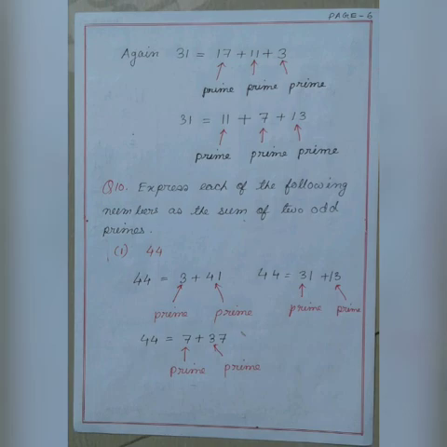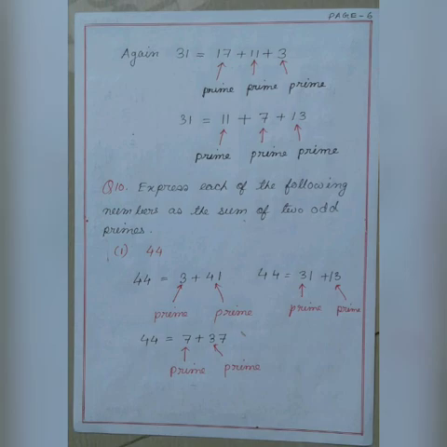Now question number 10. Express each of the following numbers as the sum of two odd primes. In the previous problem, question number 9, we tried to show the given number as the sum of three prime numbers. Here in this question, you have to show the number as the sum of two prime numbers. So I have taken question 1, 44.